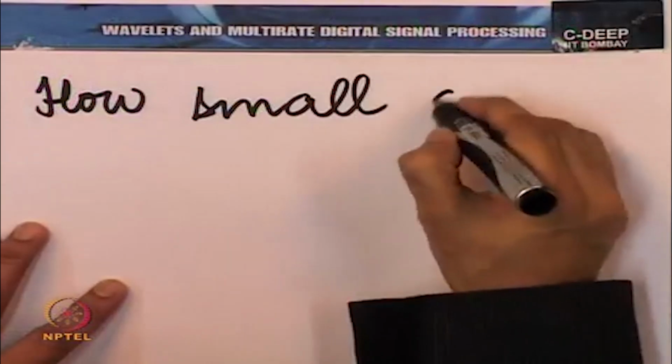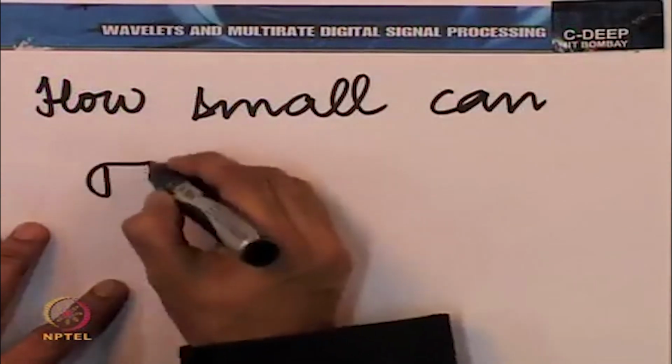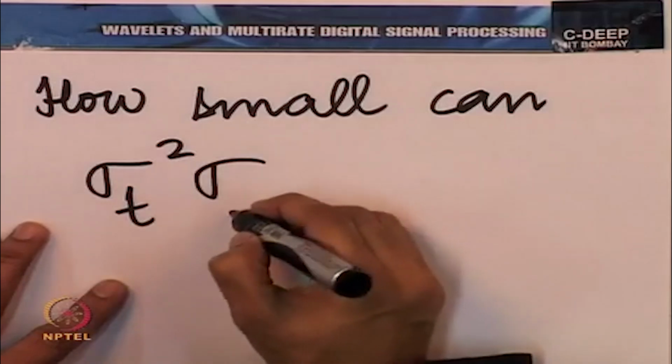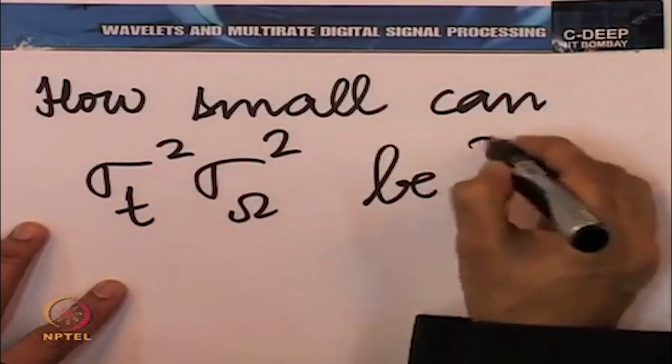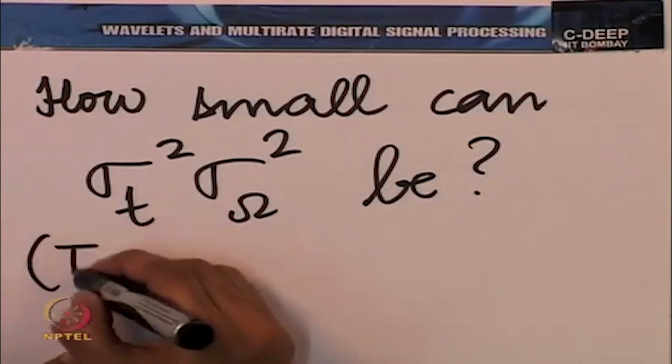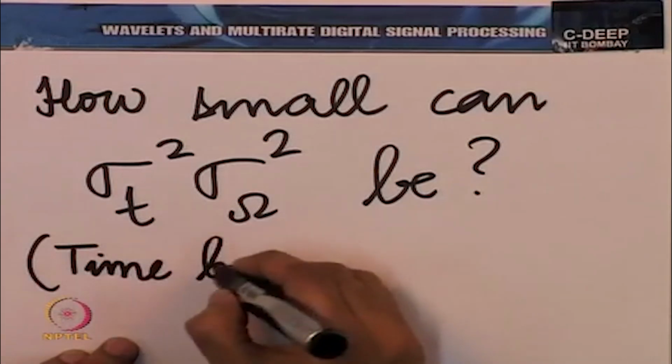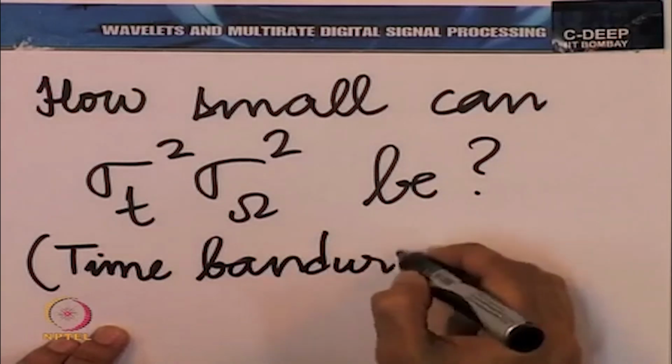Now, our objective today is to ask a very important question, which lies at the heart, as I said, of wavelets and multirate digital signal processing, namely, how small can we make this product? Let us put down the question first. Essentially, how small can the time bandwidth product be?